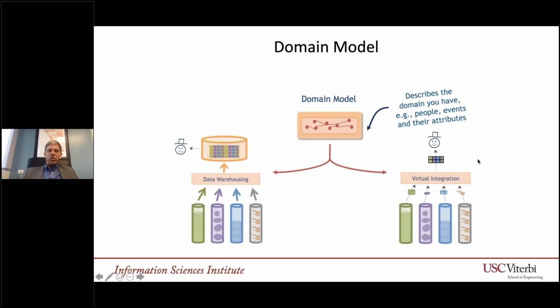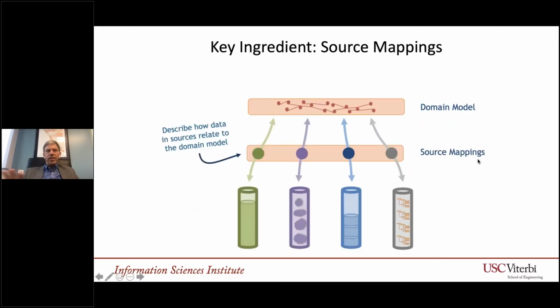And this is used to create a set of what are called source mappings. So the idea is that you describe the contents of each of these sources and how it relates to this domain model, right? And so then the question becomes, how do you actually get these source mappings? The traditional approach in many data integration systems is to manually encode these things, but that's a very hard problem.